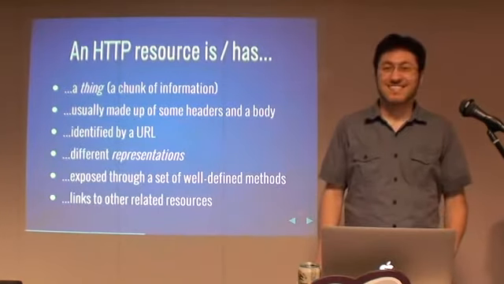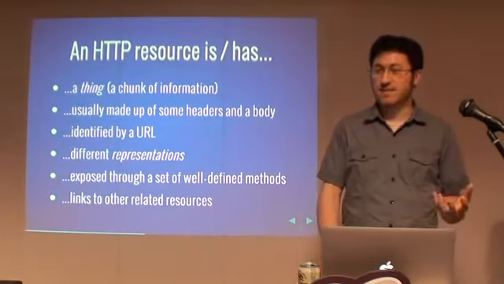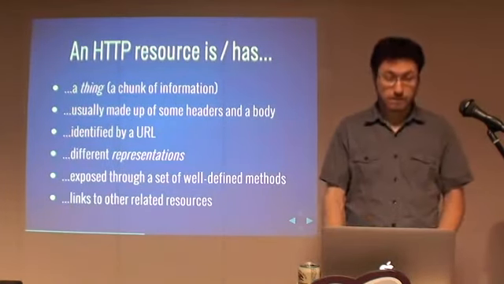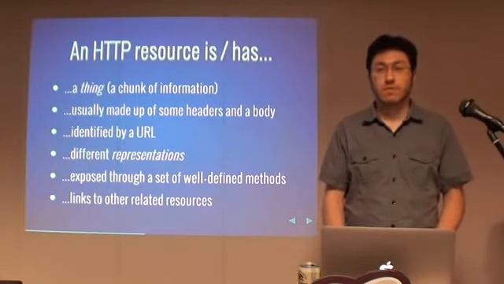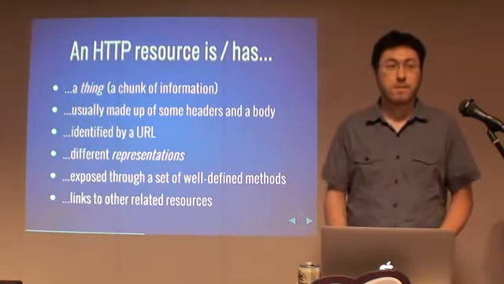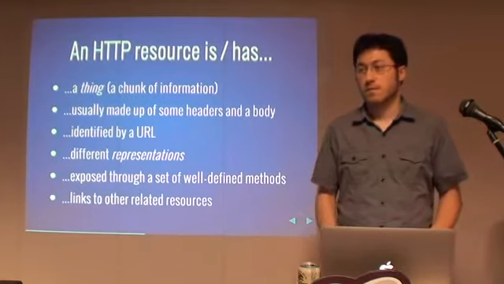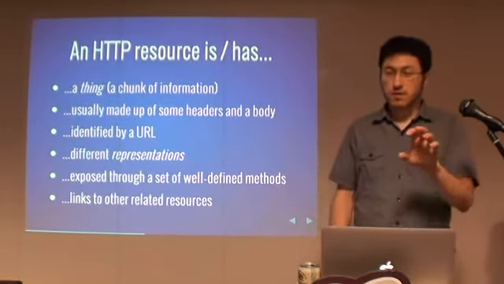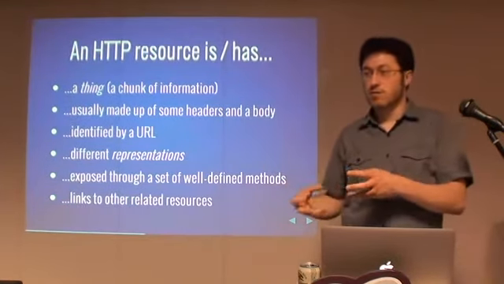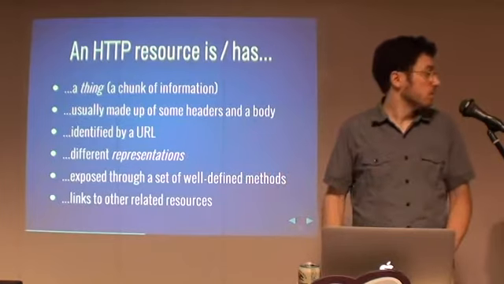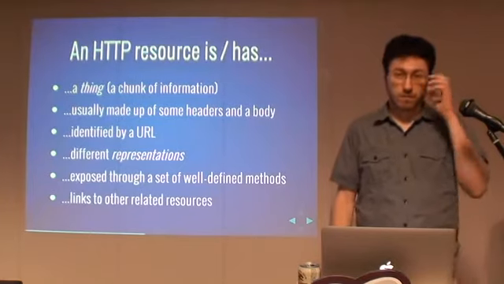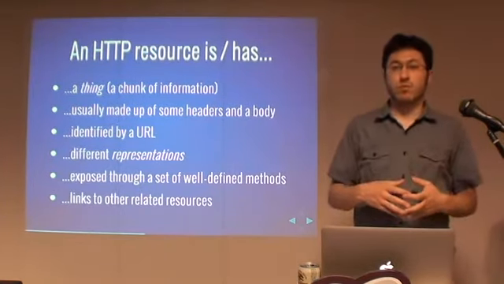An HTTP resource is a chunk of information, usually made up of some headers and a body. It is identified by a single URL, which is very important. But a single resource can have many different representations, for example JSON, HTML for an interface, or XML.